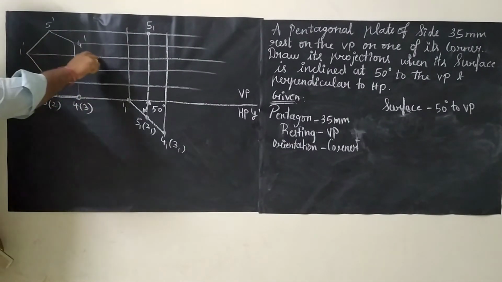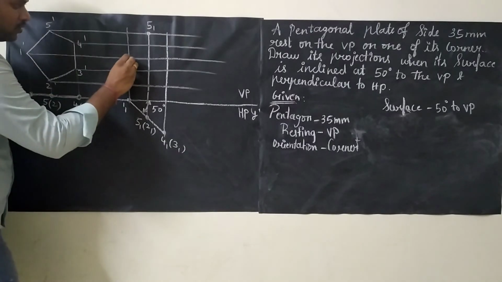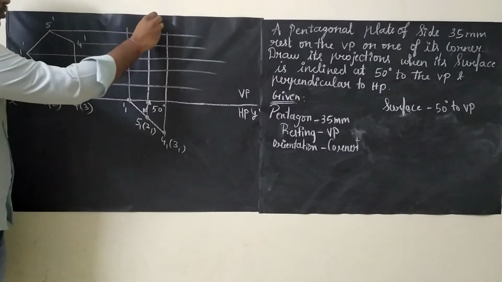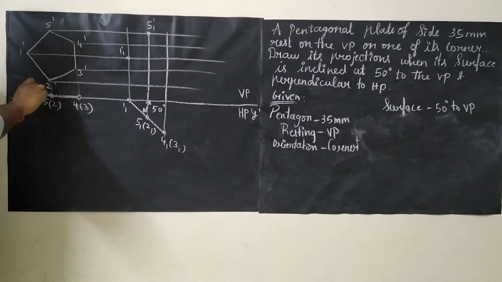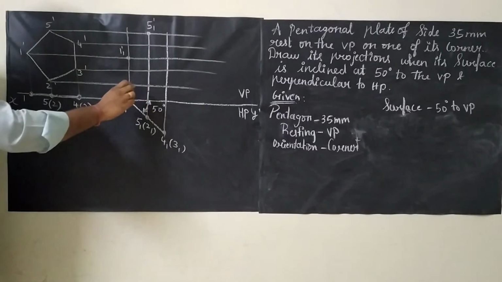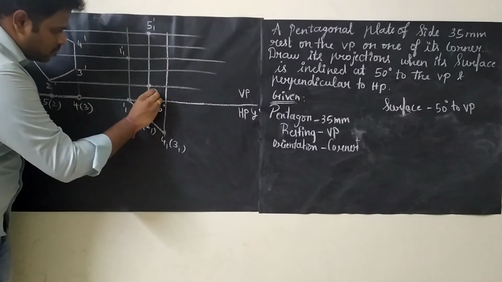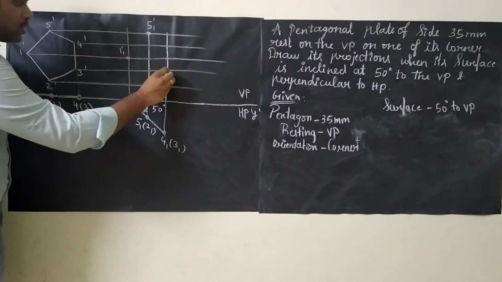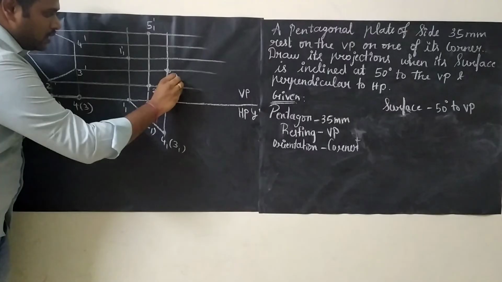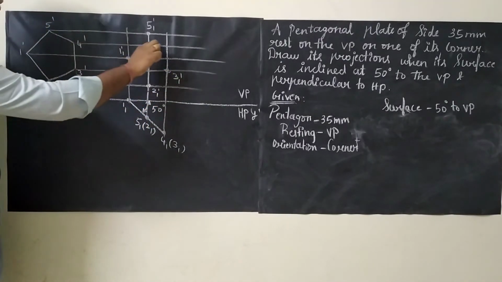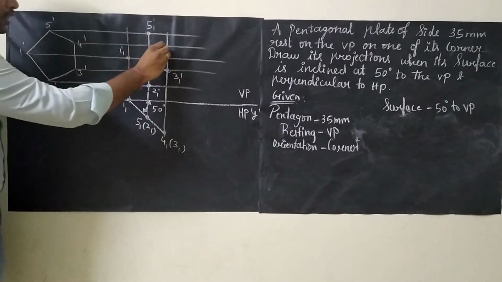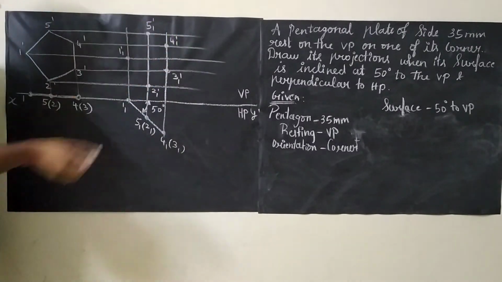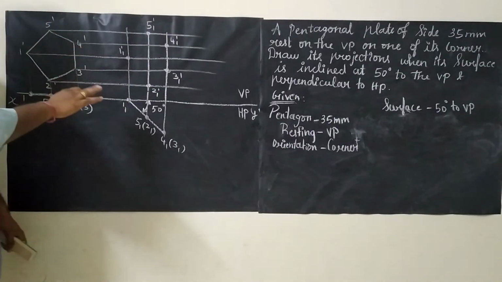So this one and this one will be meeting at this point. This point is called 1 dash. For everything we will be putting dash. This 2 and this 2 will be meeting at this point. This is called 2 dash. This 3 and this 3 will be meeting at this point. This is called 3 dash. This 4 and this 4 will be meeting at this point. This is called 4 dash. And 5 I have just marked. So we have marked all the 5 points.